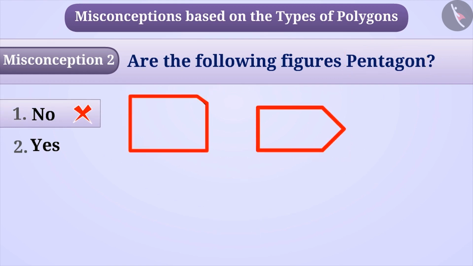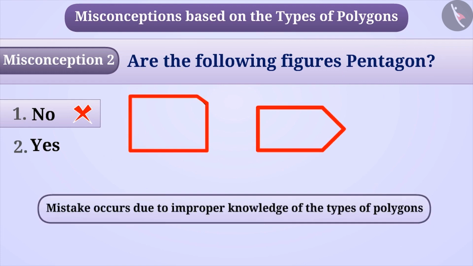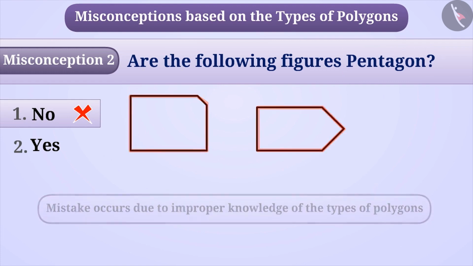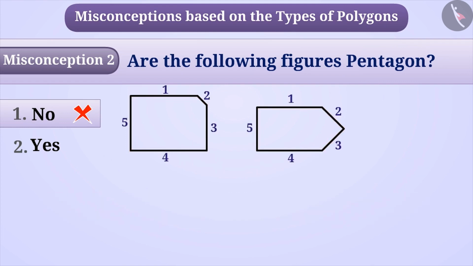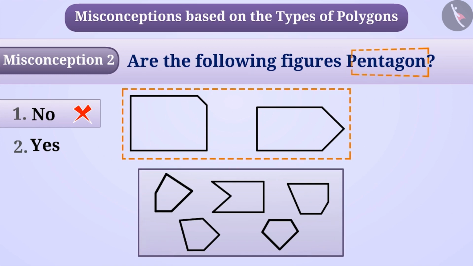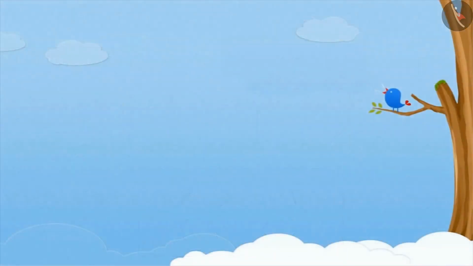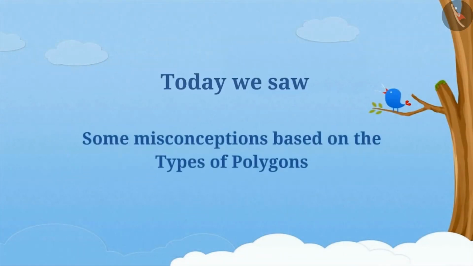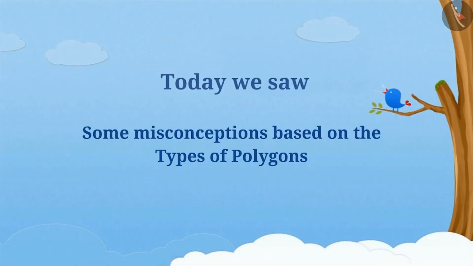Such a mistake occurs due to improper knowledge of the type of polygons on the basis of sides. The correct understanding is that if a polygon is made up of 5 sides, then it is a pentagon. We can make different types of polygon with 5 sides. They are all pentagons. Therefore, the given figures are also pentagons. So the correct answer is option 2. So today we saw some misconceptions based on the types of polygons.